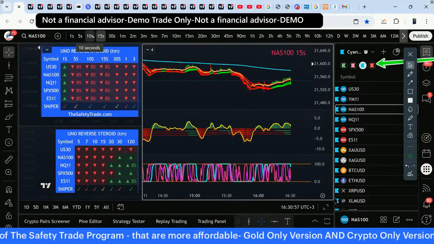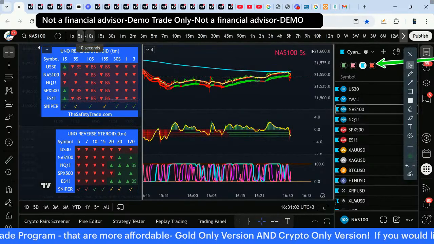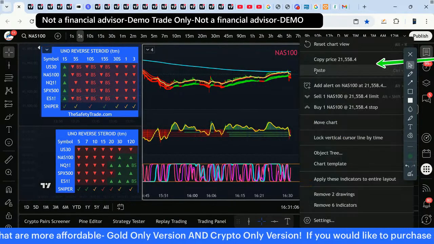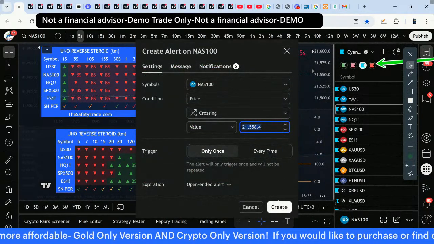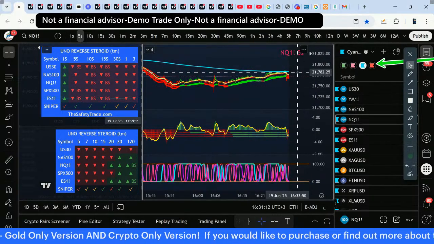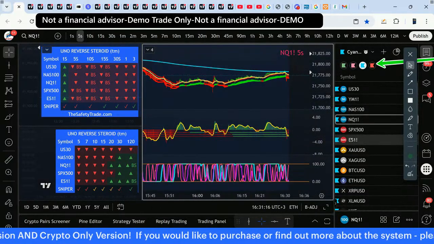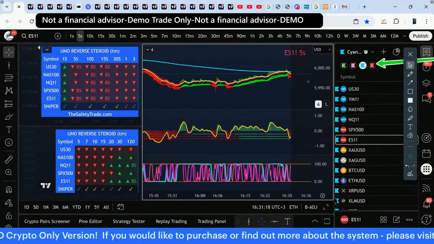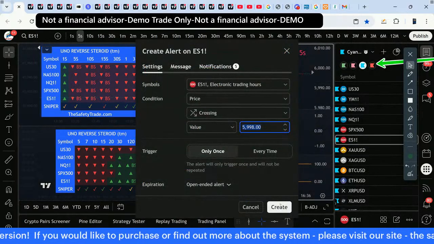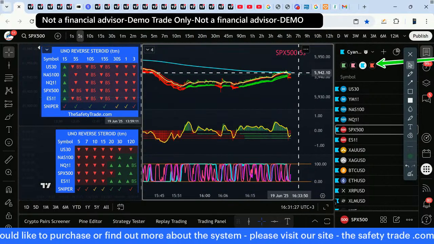Knock yourself out. 15-second buy stop. 10-second buy stop. 5-second buy stop. Back to the blue line for NAS 100. I'm not trading those sells. NQ1, buy stop back to the 5 second blue line. You guys trade how you want to trade. I trade the way I trade. ES1, back to the 5 second blue line. Again, we've already made money on it 3, 4 times this morning. Do it again. SPX, same thing.